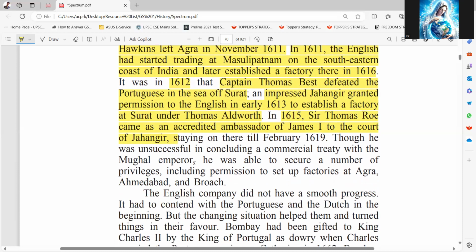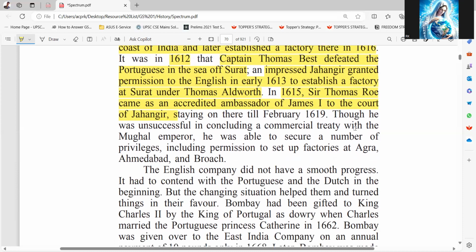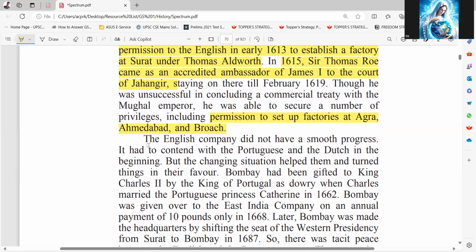Though he was unsuccessful in concluding a commercial treaty with the Mughal emperor, he was able to secure a number of privileges, including permission to set up factories at Agra, Ahmedabad, and Broach. Sir Thomas Roe. Okay. The English company did not have smooth progress.